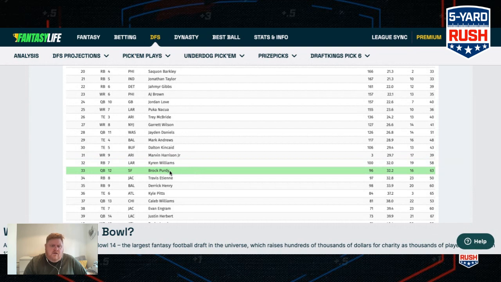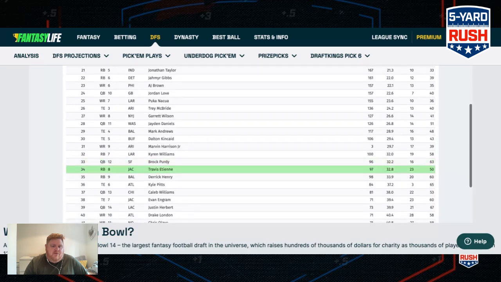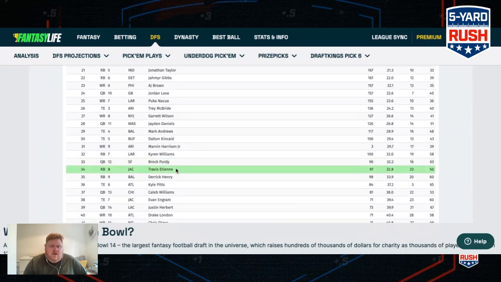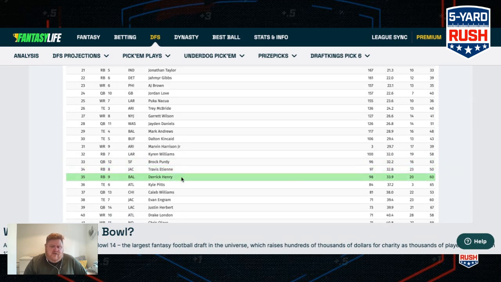You've got Brock Purdy at quarterback 12. Again, I think that's probably about right. I don't have a big problem with that. I think that's a fair ADP on him. Travis Etienne RB8 and Derrick Henry RB9. I have them the other way, but it is close. So I don't have a big problem with that one way or the other. I don't have a wide disparaging view on one over the other.